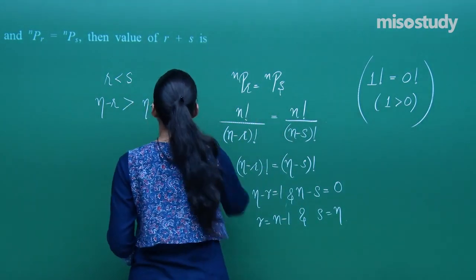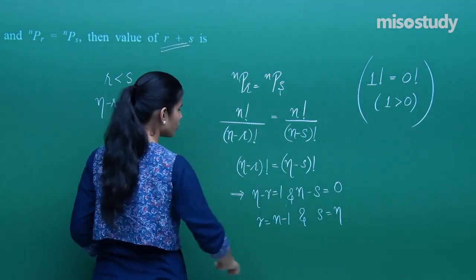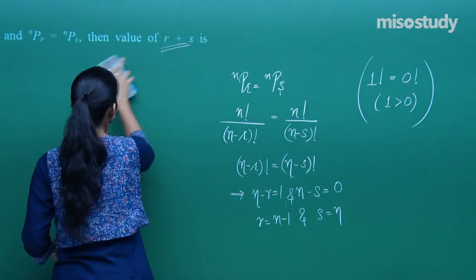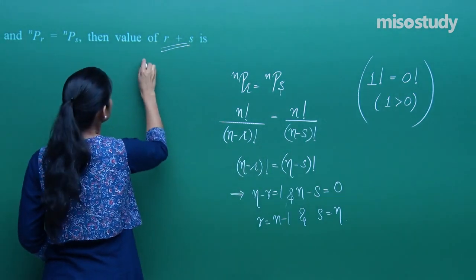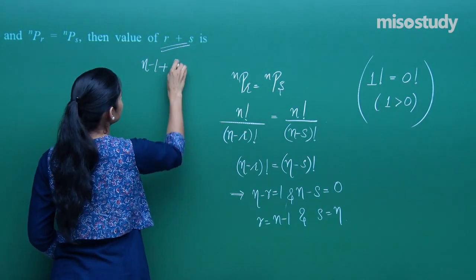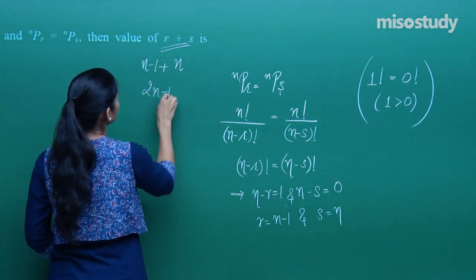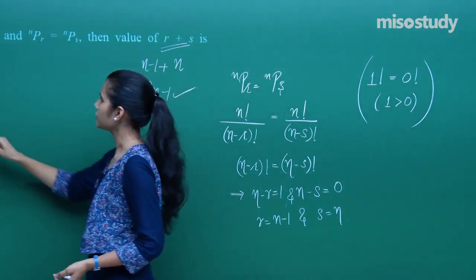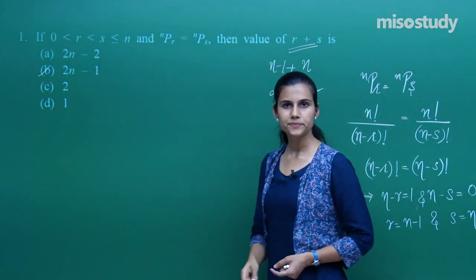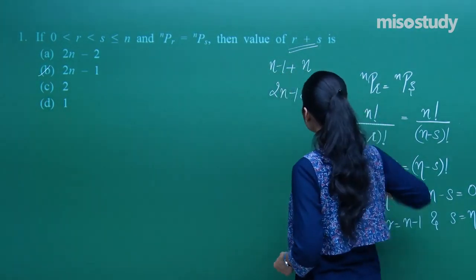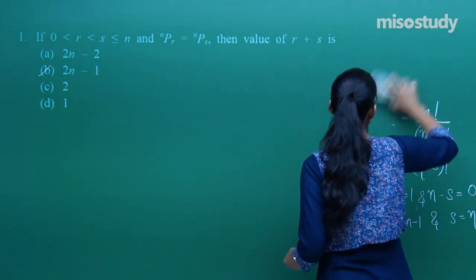I have to find R plus S. So R will be what? It is N minus 1 plus S is N. So you get 2N minus 1 as your answer. Your answer is option number B. Fine, pretty logical. Let's move on to the next question.